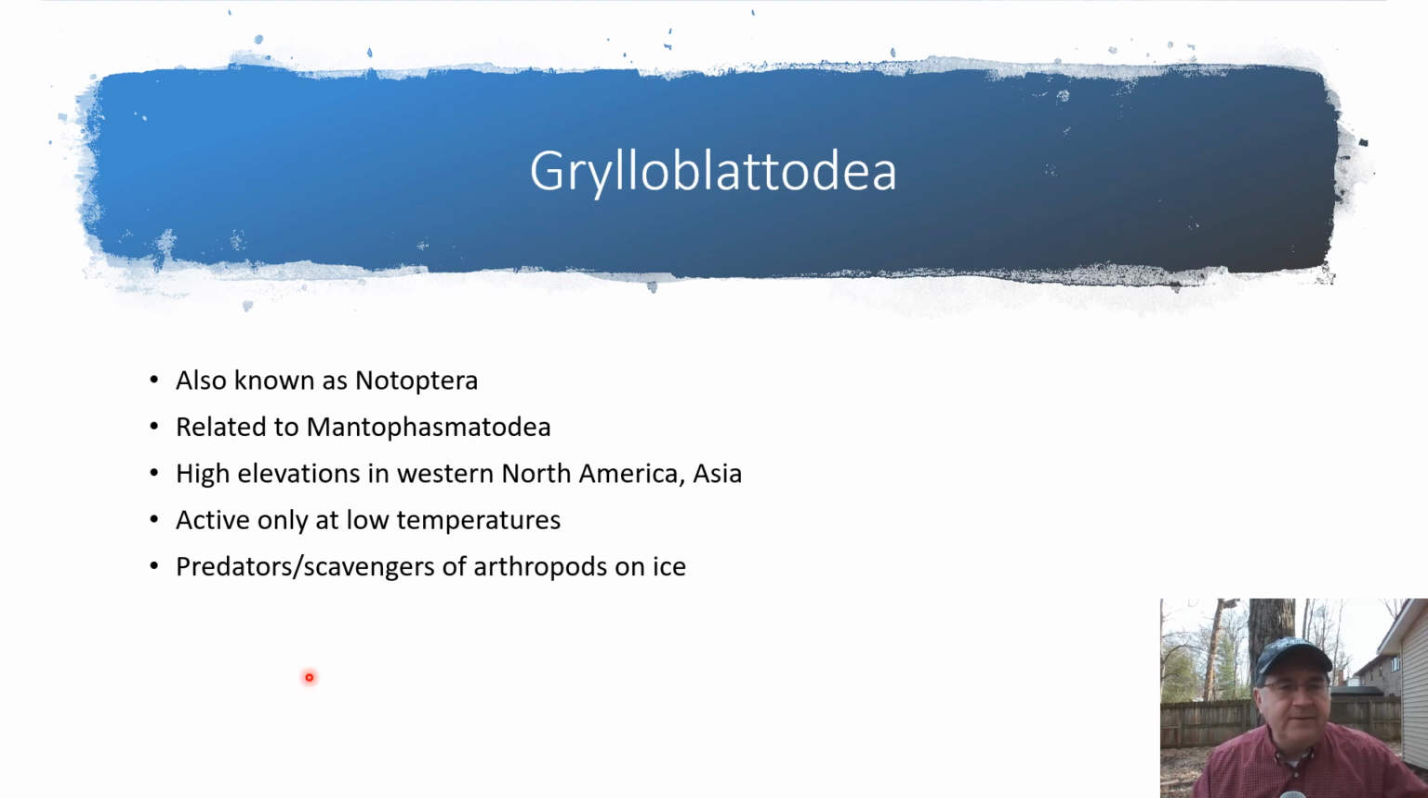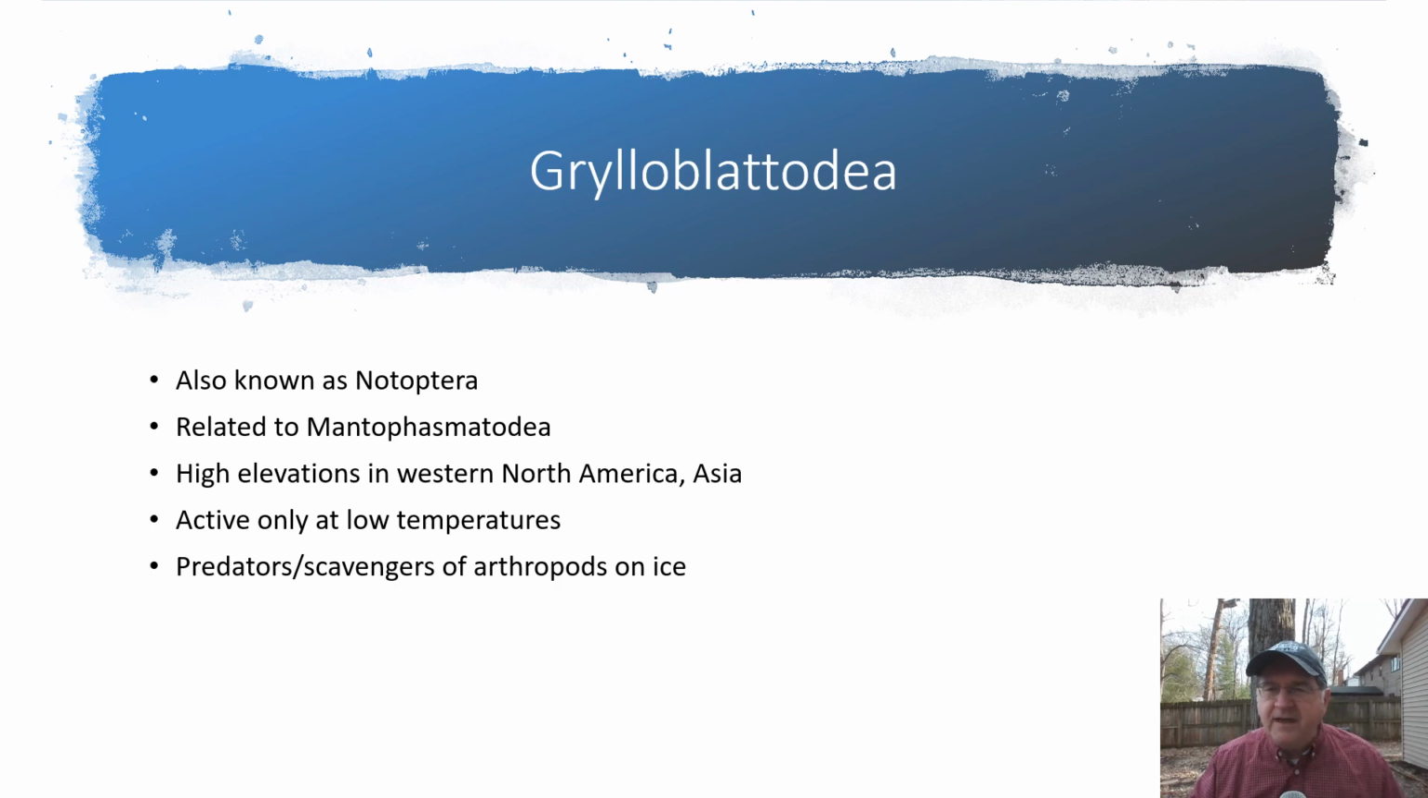Very few species, I forgot to write down the numbers here, found in the high altitude mountains of the western Nearctic region, so US and Canada, and also in Eastern Asia. They're only active at low temperatures, and what they do is that they are predators, or maybe scavengers is a better word, for arthropods that have been blown onto glaciers or snow fields, and because of the low temperatures they can't move around. The Grilloblattids come out at night looking for these insects to feed on.